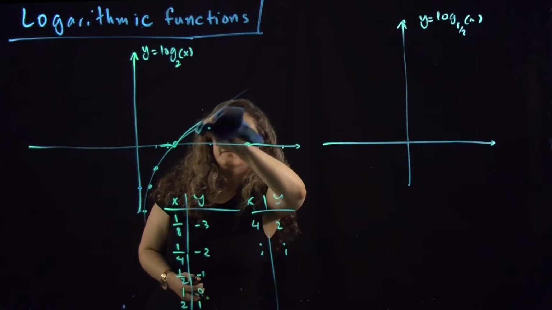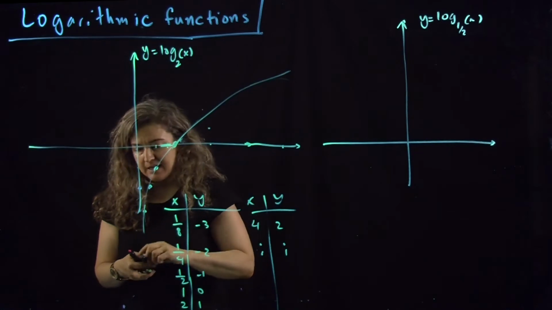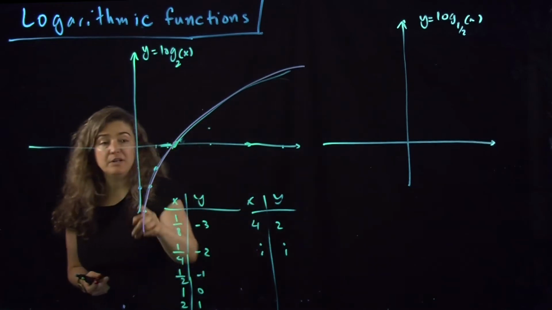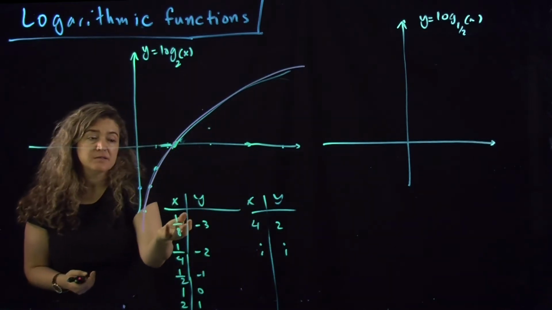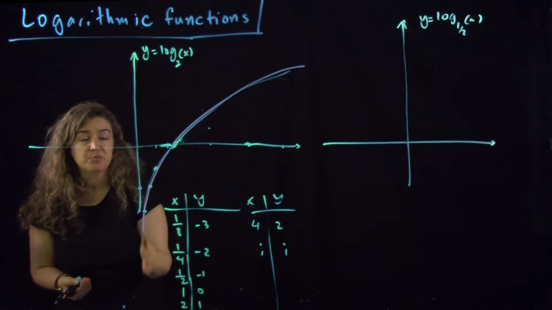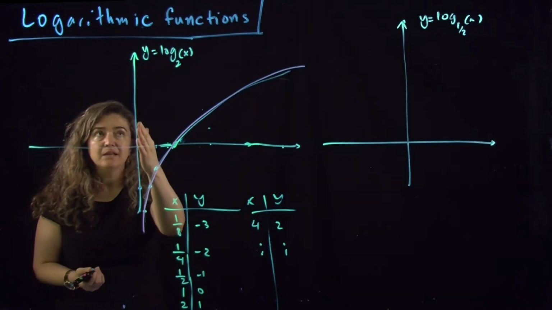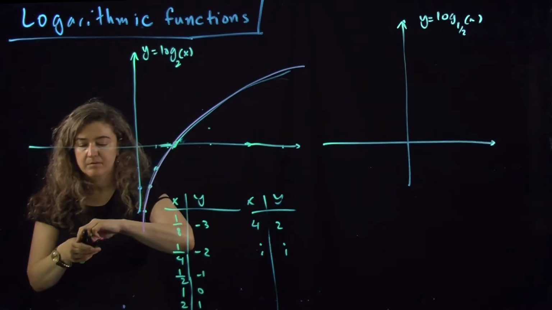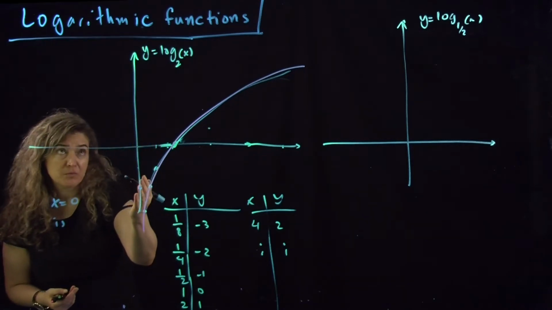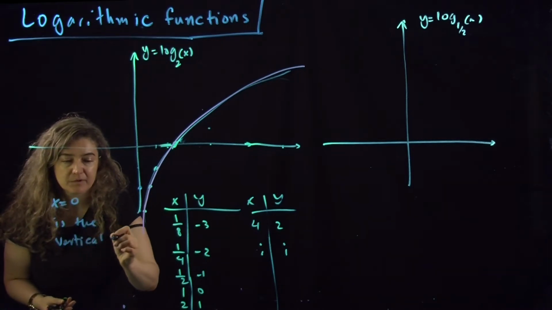Approximately like that. What we notice is that I can put in smaller positive numbers in here, and the y value is going to be a very negative value down here. So it seems that in this case, x equal to 0, the vertical line, or the y-axis, is the vertical asymptote.